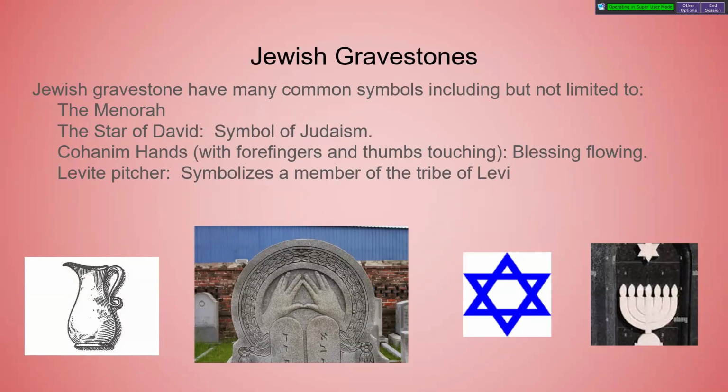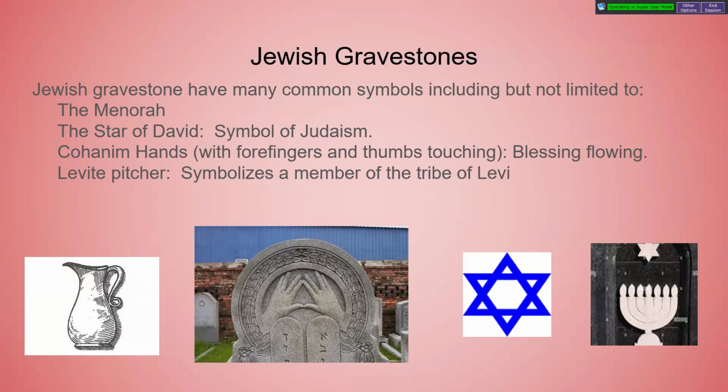The picture on the left is a Levite picture, and it means that that person is a symbol of the tribe of Levi. If you live around here in Appleton, the two that I'm talking about, the Jewish graves, are across from Appleton Papers. There's an older one, and then there's a newer one on the other side of the fence.